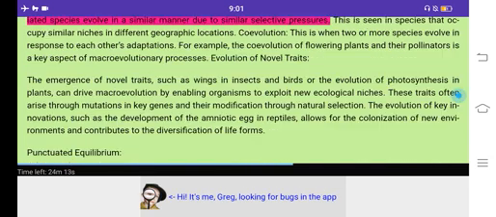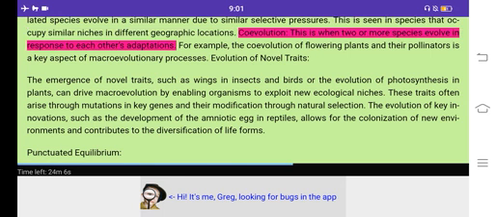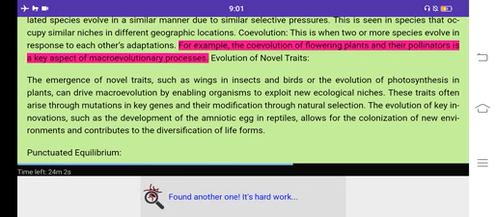Parallel evolution. Closely related species evolve in a similar manner due to similar selective pressures. This is seen in species that occupy similar niches in different geographic locations. Coevolution. This is when two or more species evolve in response to each other's adaptations. For example, the coevolution of flowering plants and their pollinators is a key aspect of macroevolutionary processes.